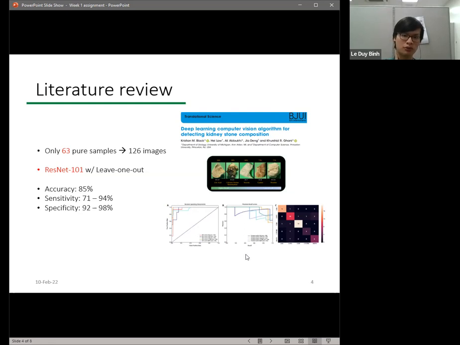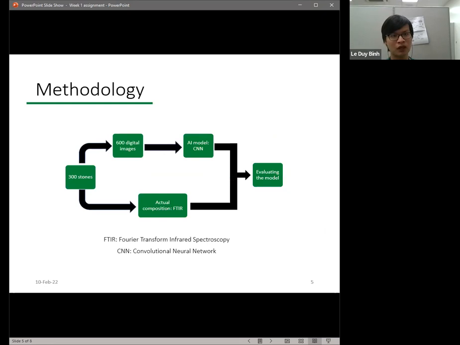Our study was carried out with a different algorithm, the CNN, which stands for convolutional neural network. After collecting 300 stones and generating 600 digital images of those stones, we simultaneously sent those stones to a commercial lab using a standard method to detect their actual composition. The 600 digital images were used for training our AI model, and by combining the prediction of the model and the actual composition of the stone, we evaluated this model.